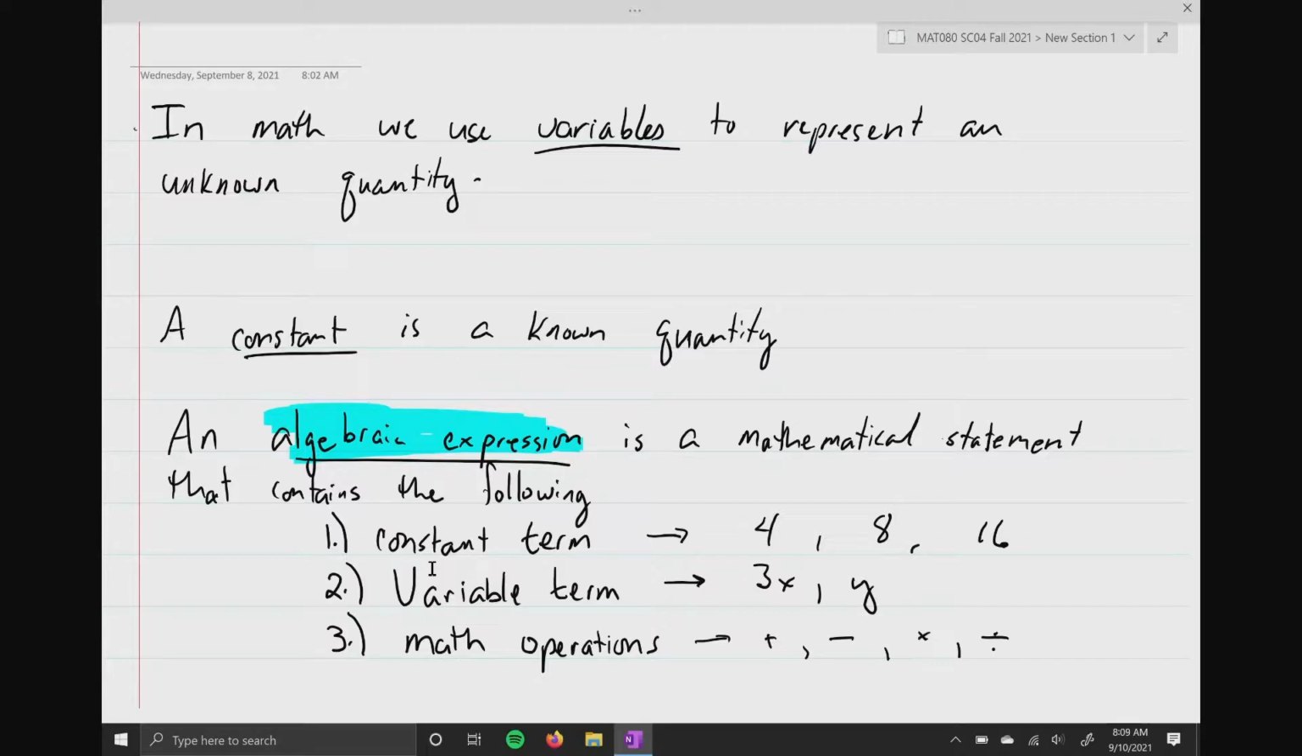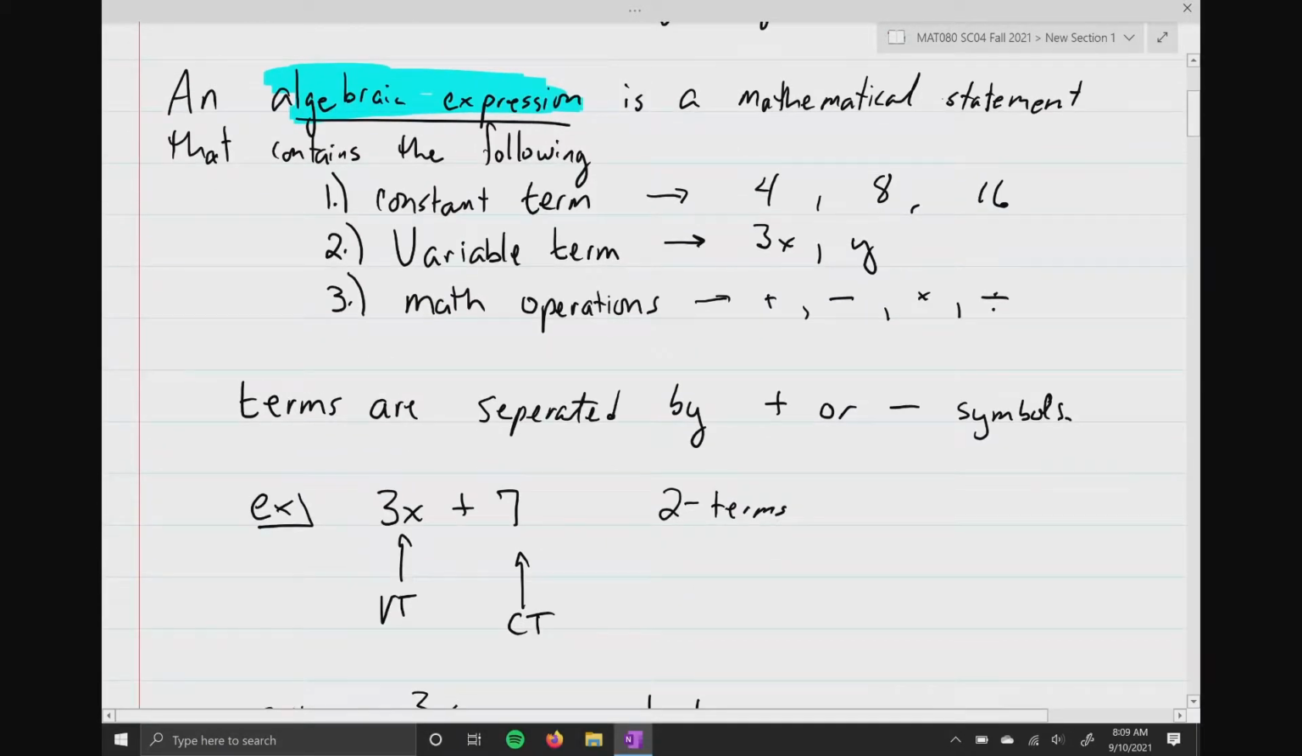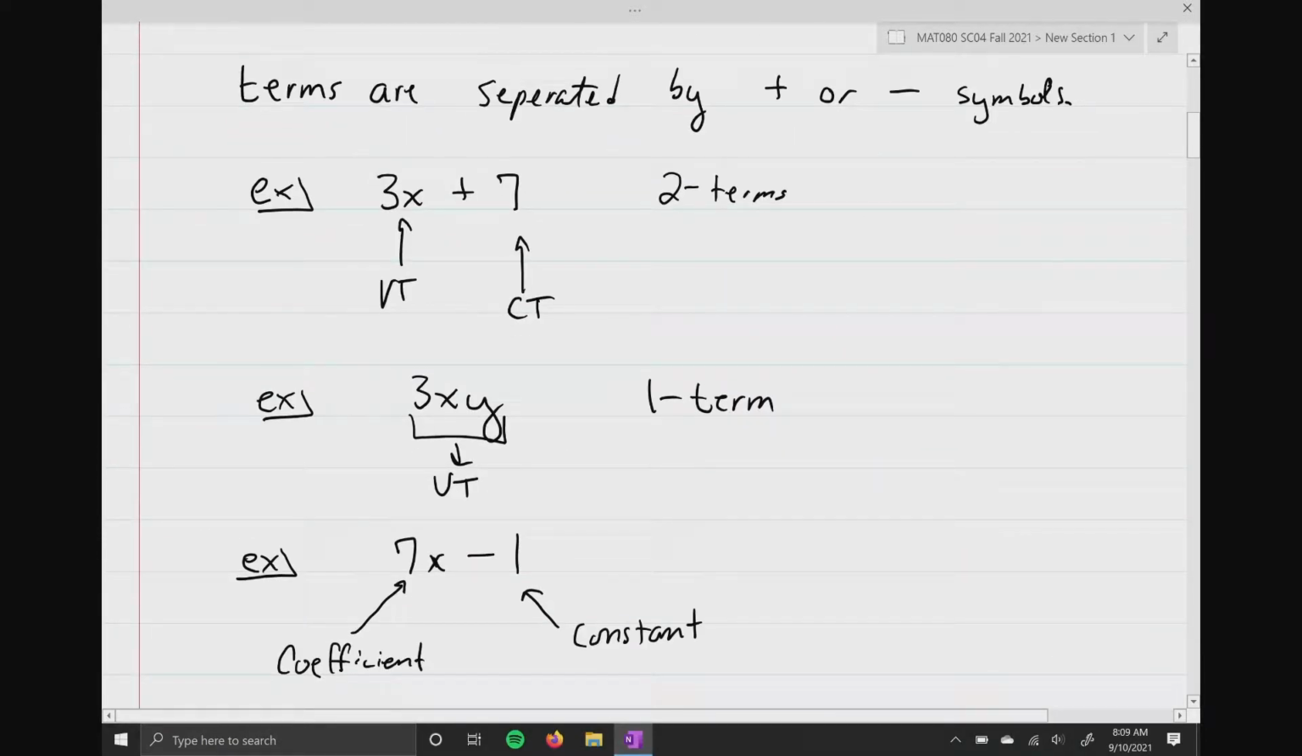In math, we use variables to represent unknown quantities. A constant is a known quantity. It's a number that we know about. Algebraic expressions are mathematical statements that contain variable terms, constant terms, and math operations. Terms are separated by pluses and minuses. So 3x plus 7 has two terms. 3xy is only one term because remember, terms are separated by plus and minus signs.